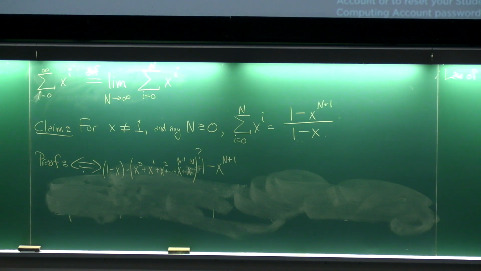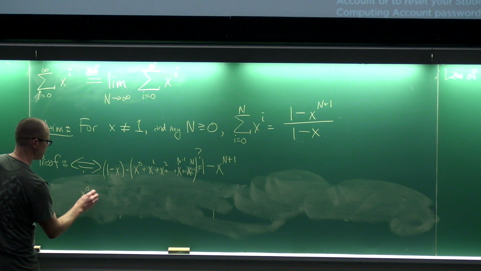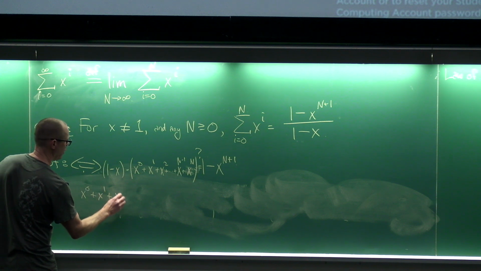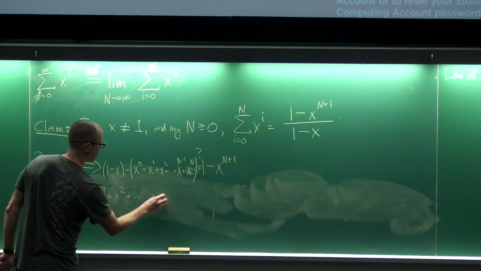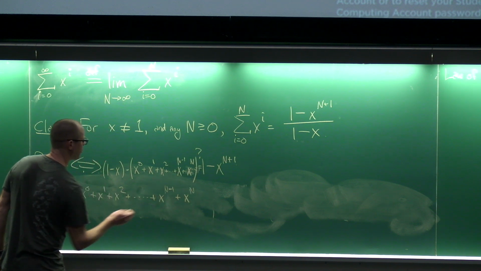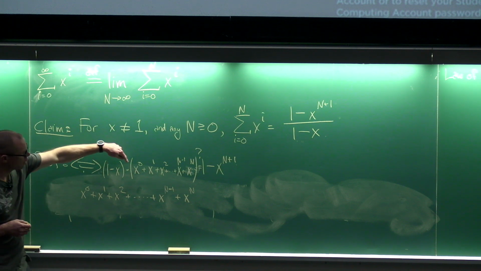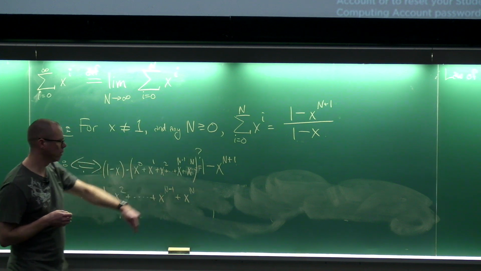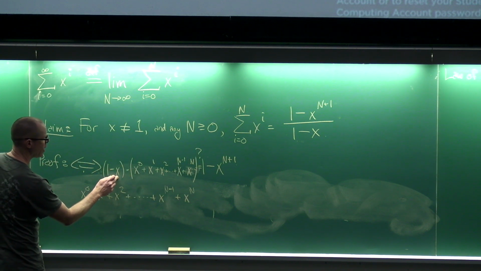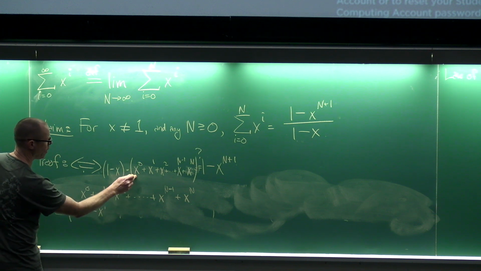So let's look at this left-hand side here. We'll do the multiplication. So 1 times all of this gives me x to the 0, x to the 1, x to the 2, and so on, x to the n minus 1, x to the n. And then I have minus x times all of this gives me, so minus x times x to the 0 is minus x to the 1.